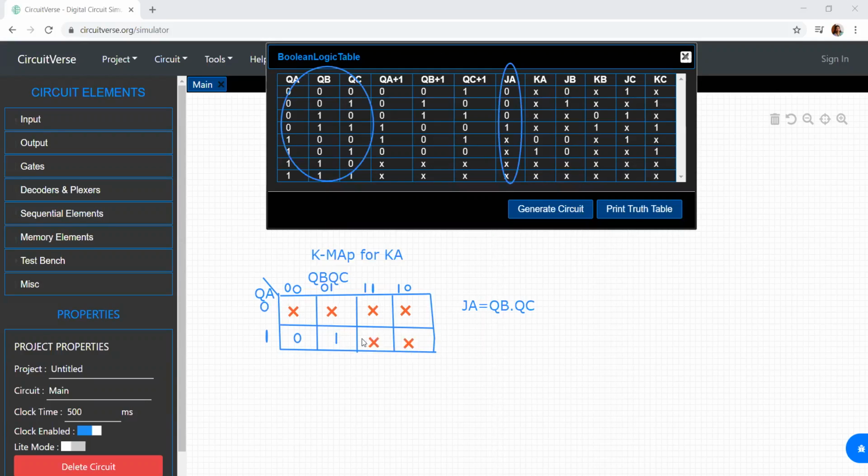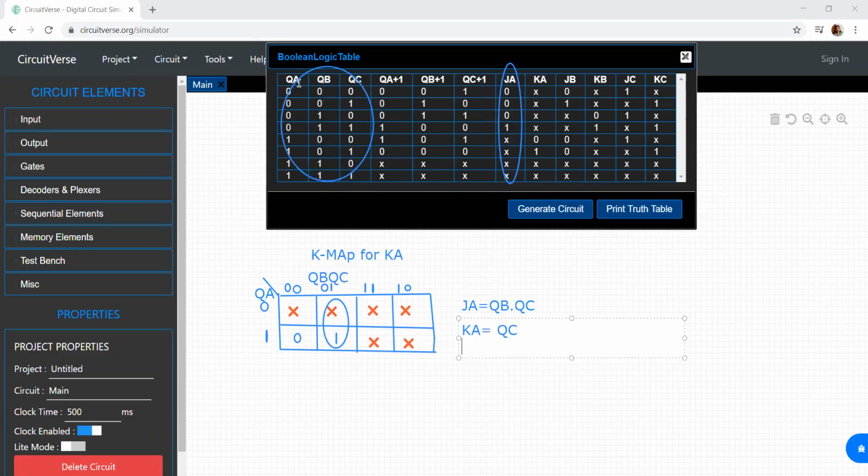Now I have to simplify. Now this one, again, you can either group it this way or you can group it this way. It is your choice. So even in the previous J also, you could have grouped it accordingly. So I'll group it this way. Now what will be my expression for KA? The expression for KA will be equal to QC. I've grouped it. Now how did I get this? I've taken QA, QB, QC as inputs and I've written the K map for JA and got the first expression. I've taken QA, QB, QC as input and I've written for KA, second expression I've got.